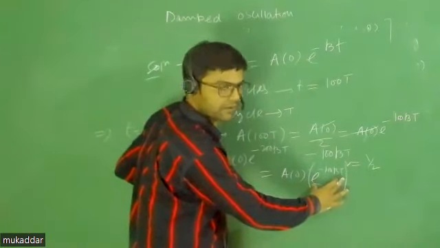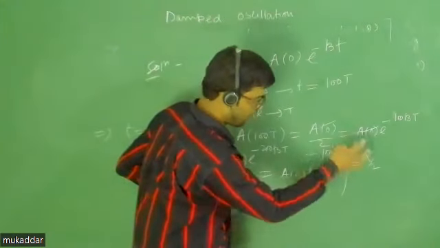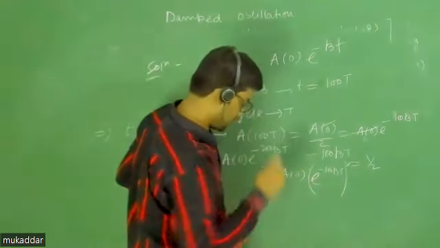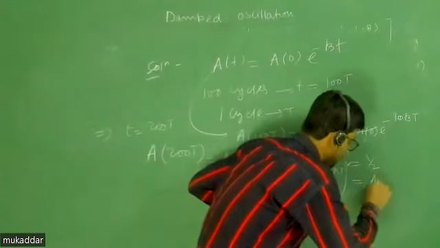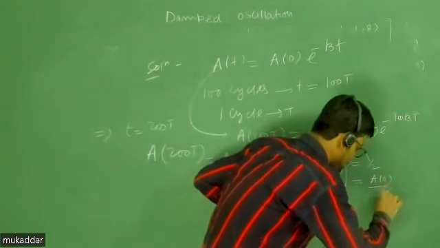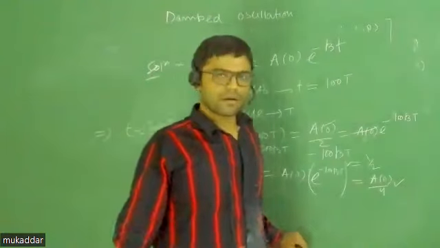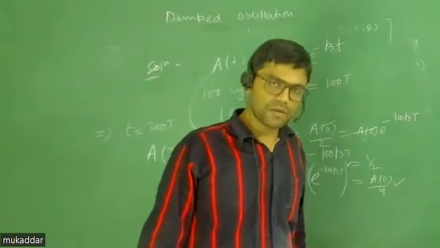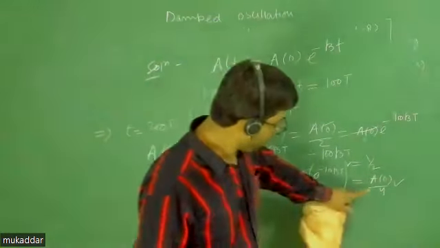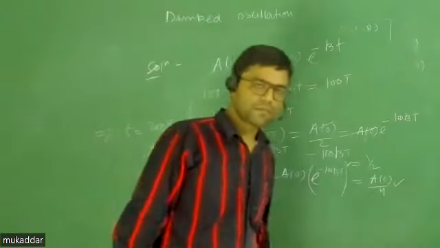What is the value of e to the power minus 100 beta t? That you have obtained, that is half. So you have half squared into a naught. So that will be a naught by 4. So after completing 200 cycles, the amplitude will be reduced to 1 by 4 times of its initial value.